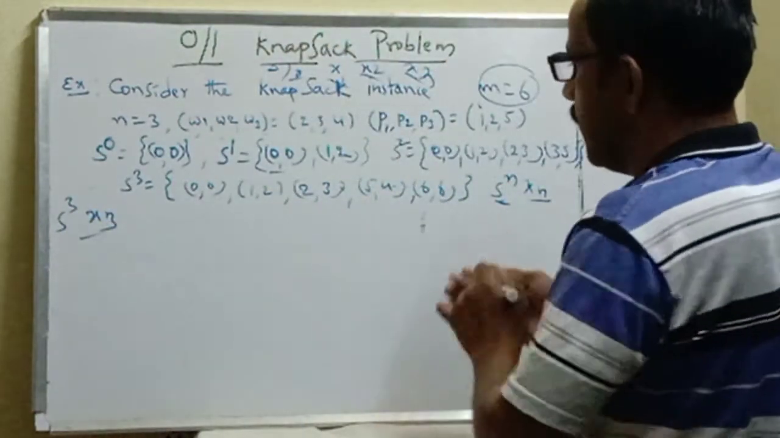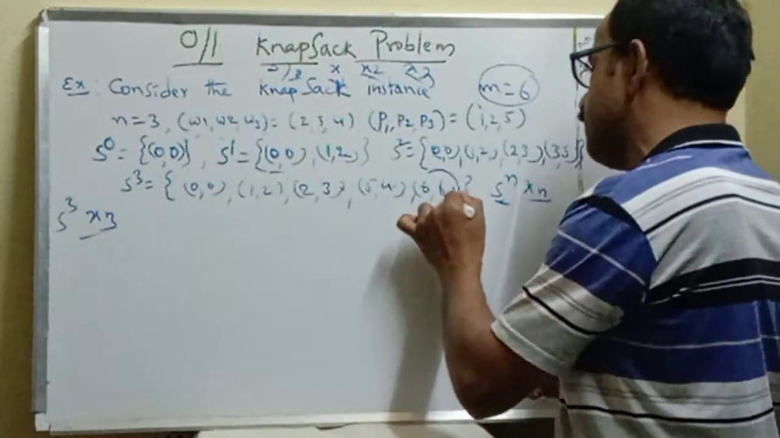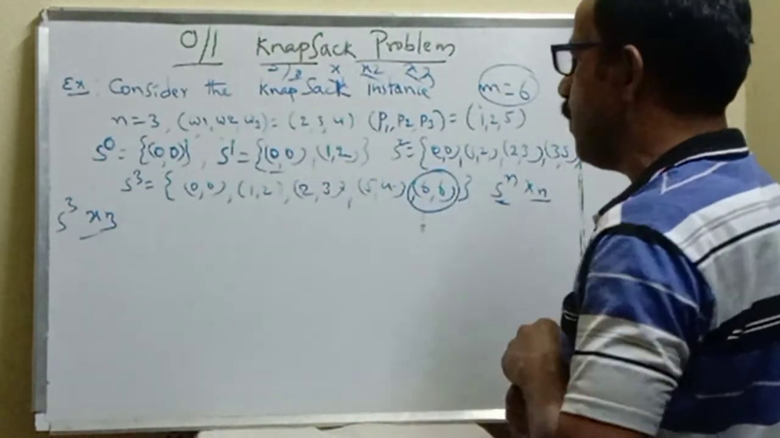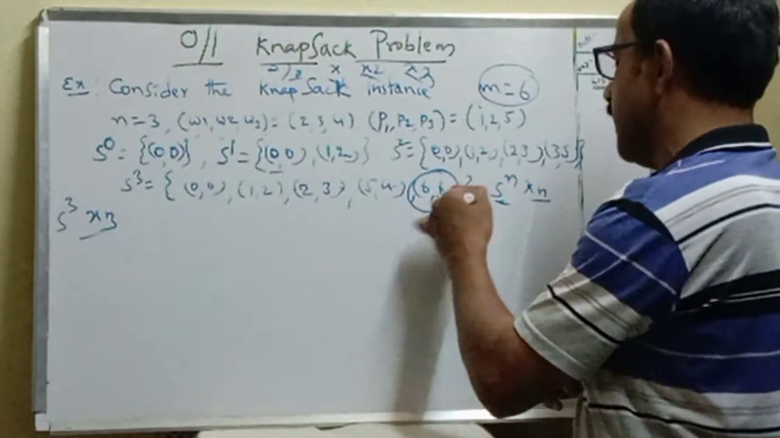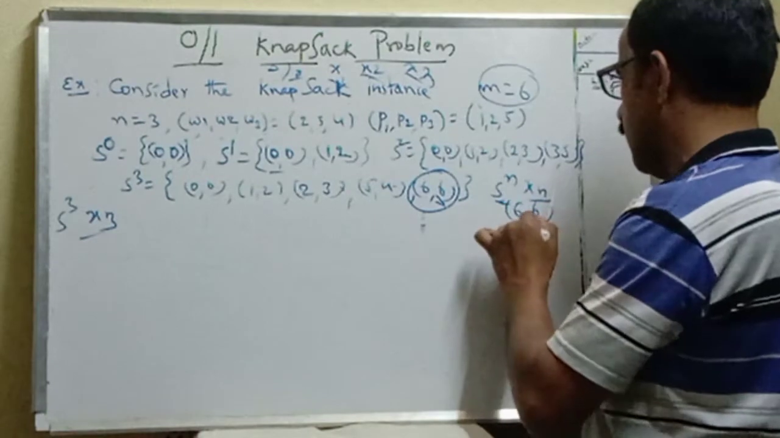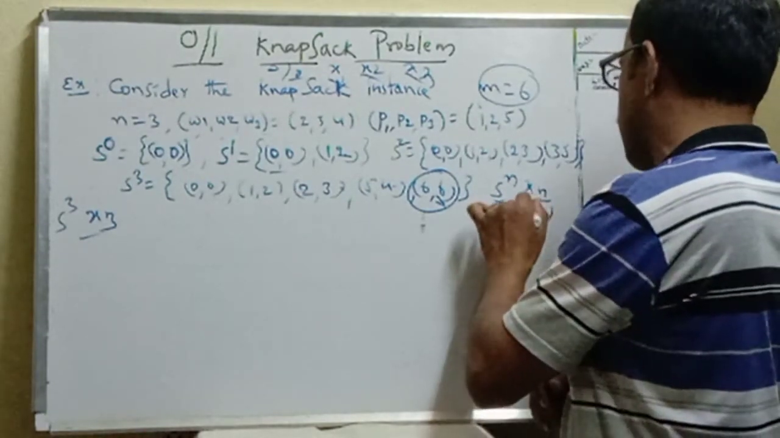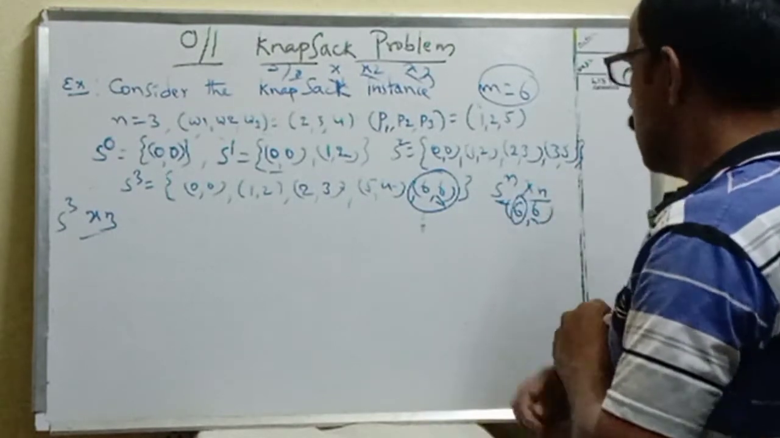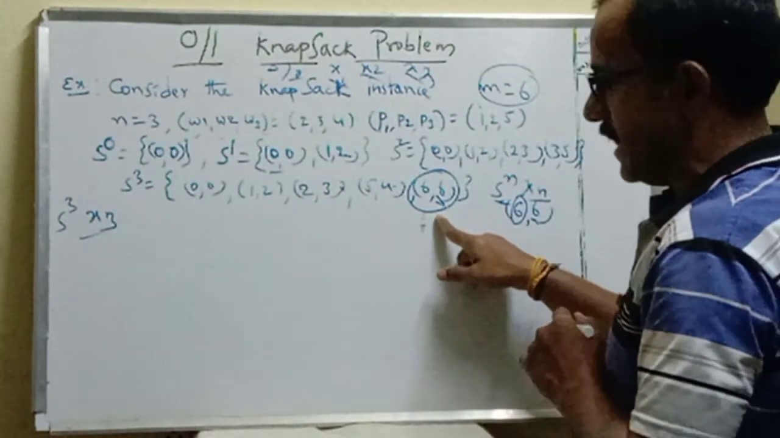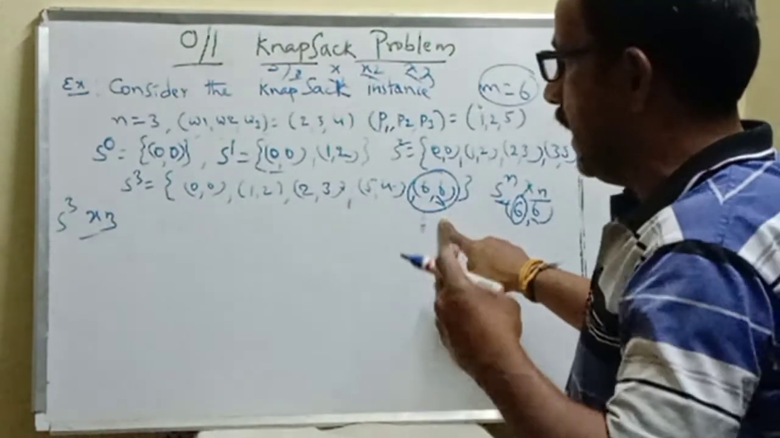In this particular S3, select the maximum profit related pair. The maximum profit related pair is 6,6. Now we finalize 6,6 as the optimal solution. Okay, 6 is the maximum profit we can obtain, and from this particular one, the bag is filled completely. Now 6,6 is the last pair in the last set. The concept is to select the last pair in the last set in the remaining pairs.